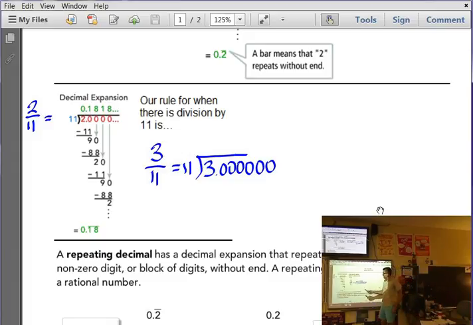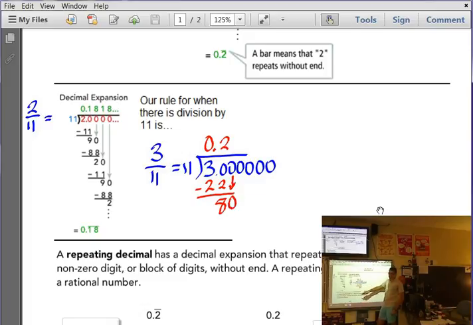Hopefully you know how to do this long division, but if you don't, let's discuss the process. Can 11 go into 3? No. Can 11 go into 30? Yes. 2 times. And that 2 times 11 would be 22. And I get a remainder of 8.